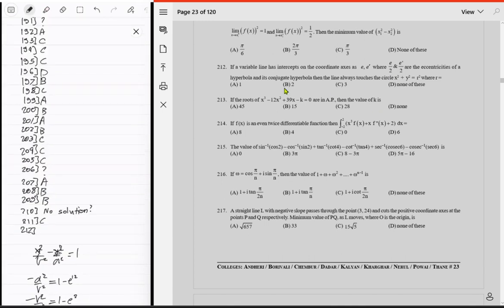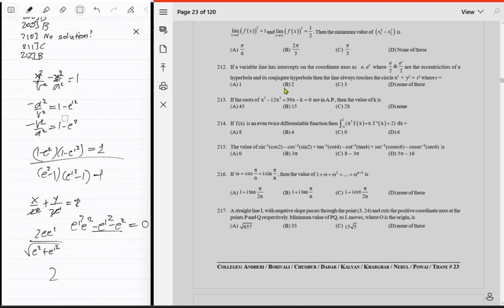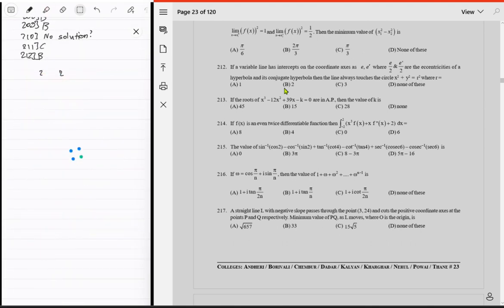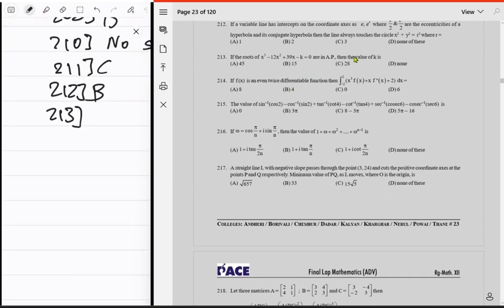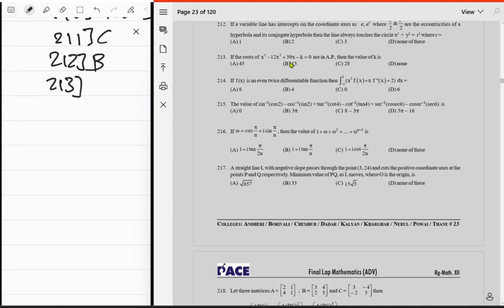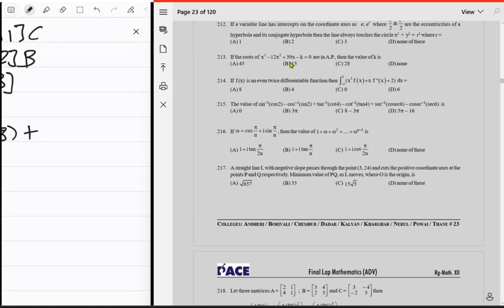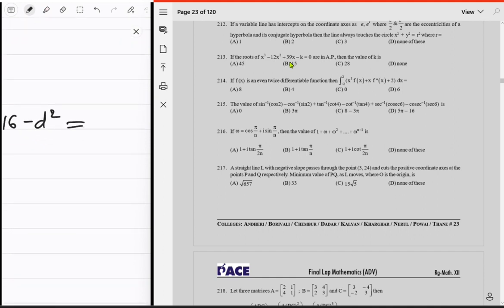Next question. 213. 213 is: if the roots of this equation are in equation, the value of k is. Okay, so what will the middle one be? Just 4, right? And something else is given, so that is given. Okay, so just say 4 plus d and 4 minus d. So 4 times 8 plus 4 minus d times, it's like 16 minus d squared. This thing is equal to 39.